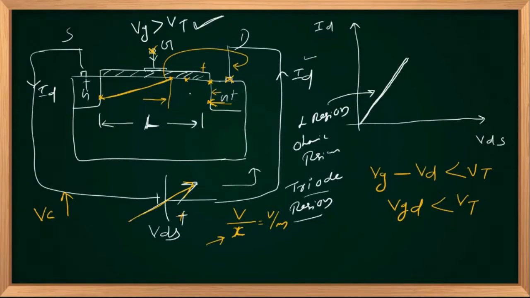In the other way, if I mark it as a distance X or channel length L dash, my length L dash also will increase as I increase my VDS. Due to that, VC increases. Due to that, VGC decreases. Gate to channel potential decreases. Due to that, the length of the depletion region, L dash, increases. Is that clear?